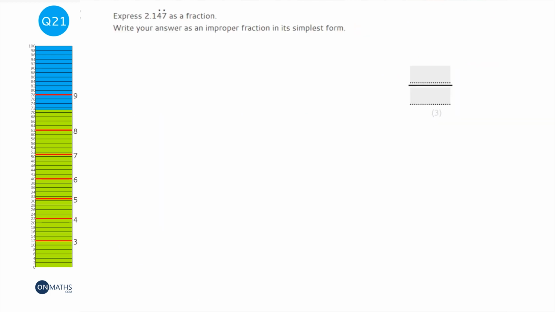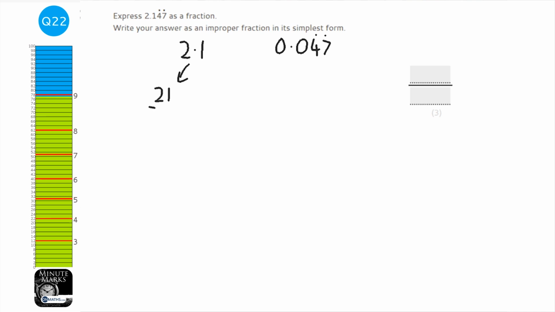So we're asked to convert the recurring decimal into a fraction. And it's quite a hard and quite a difficult one. So we've got the 2.1 that we're going to have to deal with, and we've got the 0.047 recurring that we've got to deal with. And I'll probably deal with them separately. So this one is quite easy. If 0.1 is 1/10, then this would be 21/10. That would make 2.1. So that's the easy bit.